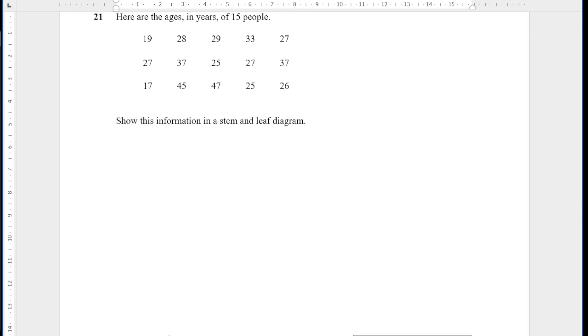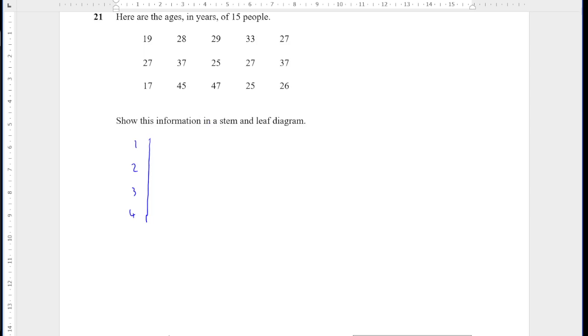Essentially I'm splitting all my numbers into a stem, which is the tens part, and a leaf, which is the units part. So my smallest value is in the tens and my largest value is in the forties. So 1, 2, 3, 4. Now, being dyslexic, I struggle going across. I find it much easier working downwards, so I tend to do it row at a time. But that's just my preference.